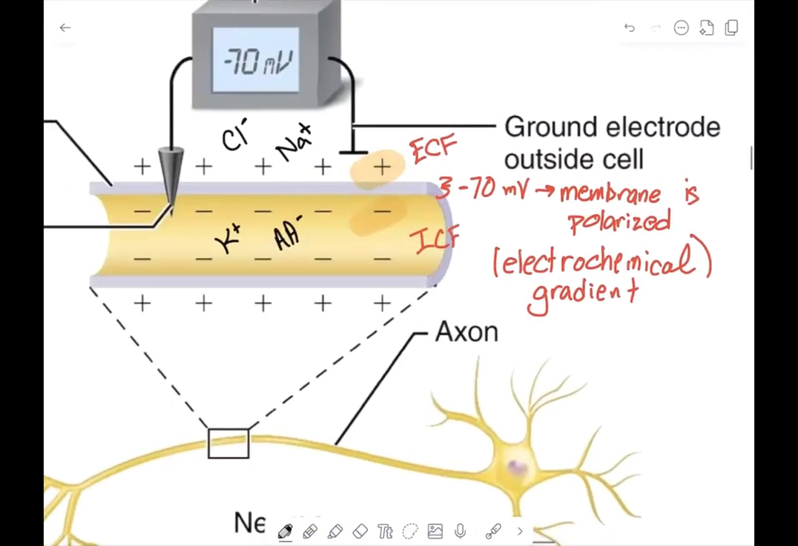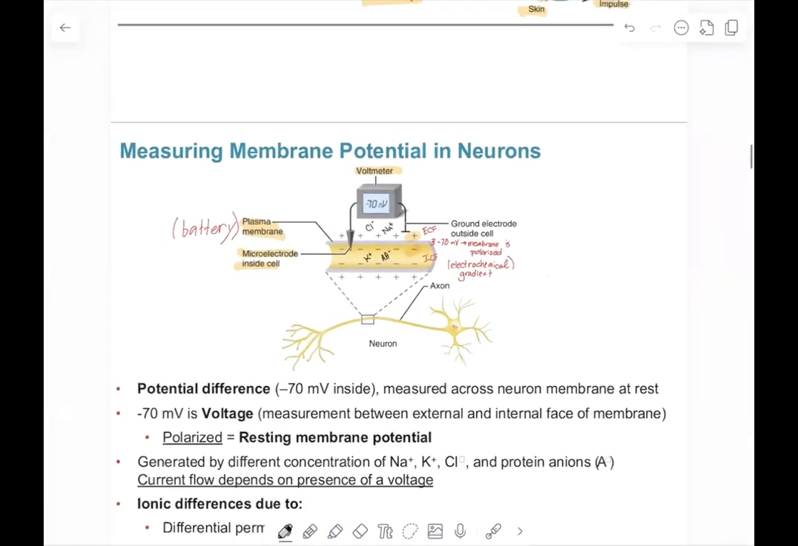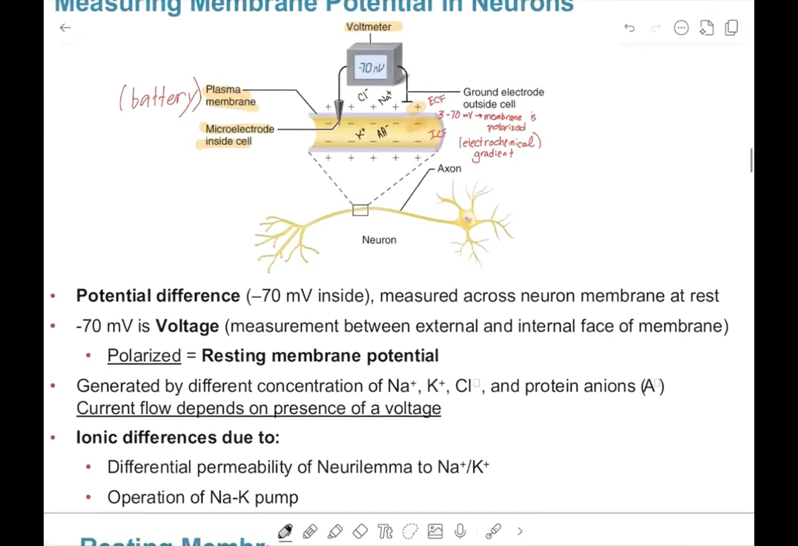So there's this potential difference that exists across the membrane. And that potential difference is negative 70 millivolts on the inside at rest. So at rest, the voltage is negative 70, which means it is polarized. And that's how you're going to remember depolarization, repolarization, and hyperpolarization.